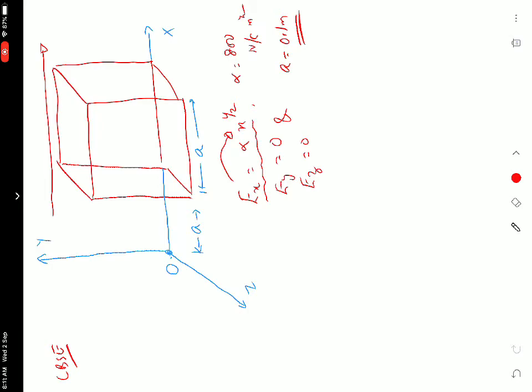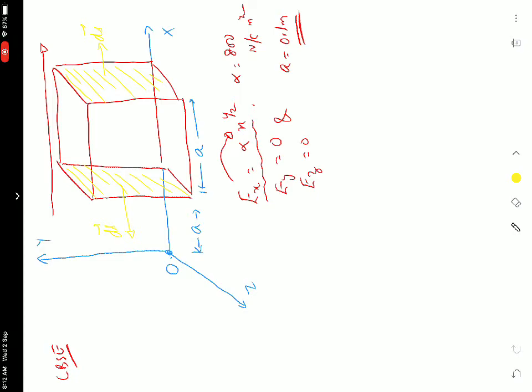Electric field is only along the x axis. No electric field along the y axis, no electric field along the z axis. So the flux will be only through these two shaded surfaces, which are perpendicular to the x axis. Flux will pass only through the right and left surfaces. If I mark the ds vector on this side, this is the ds vector, and on the other side, this is the ds vector. No flux through the top and bottom or front and back sides. The electric field has only one component, the x component.